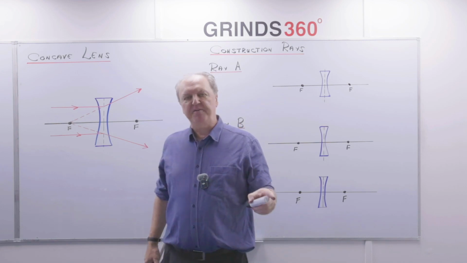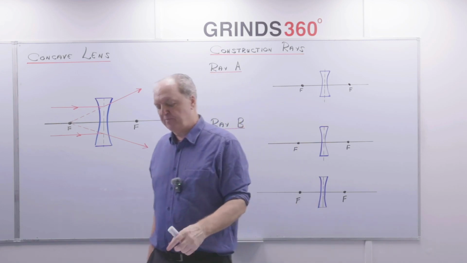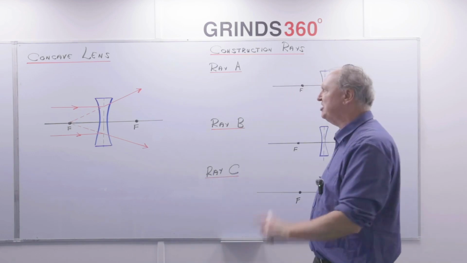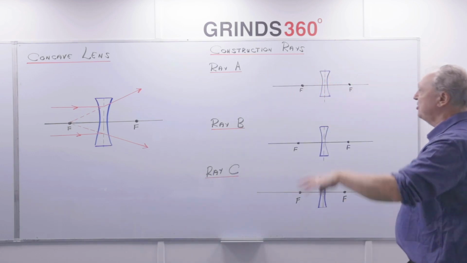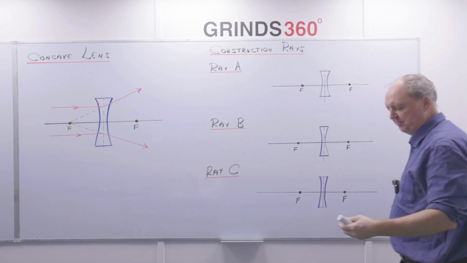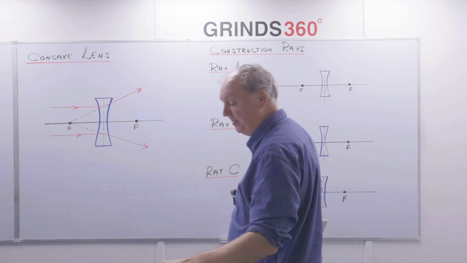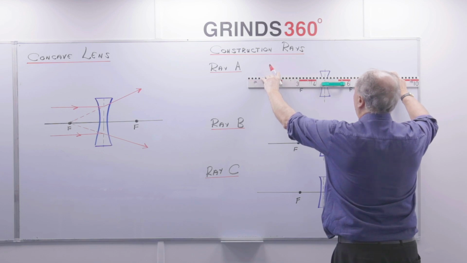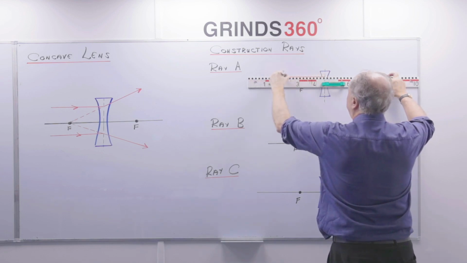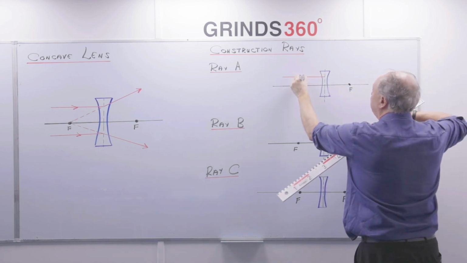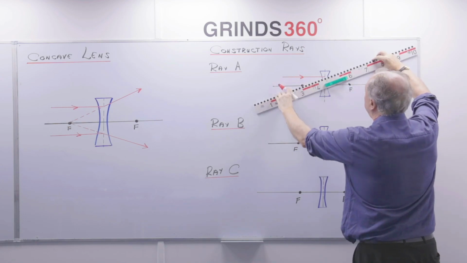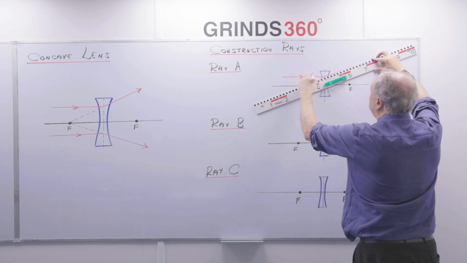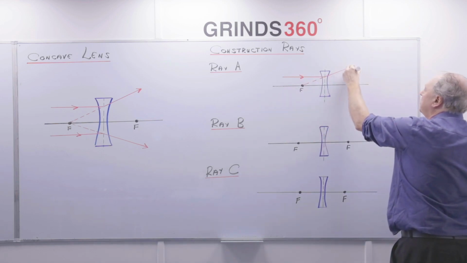So that leads me on to my 3 construction rays. I just need 2 of my construction rays in order to form an image later on when I look at image formation. So here's my 3 construction rays. Well, the first one I've already done. A ray of light parallel to the principal axis. What happens to it? It will be refracted as if it came from the focus. Put your ruler like that. There's the refracted ray. If you work it backwards, it goes back towards the focus.